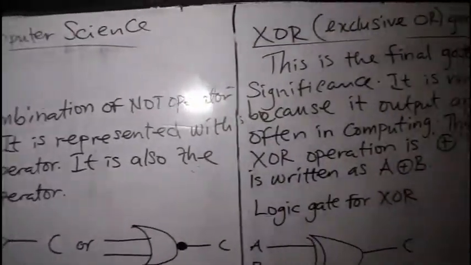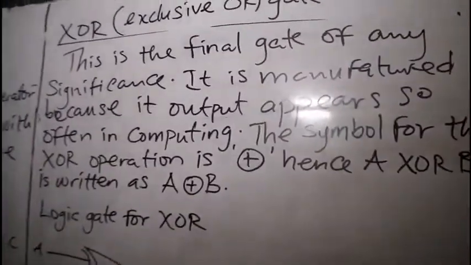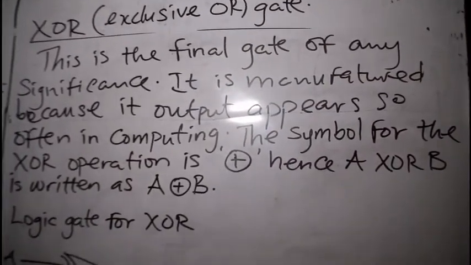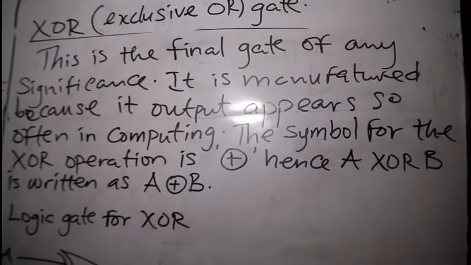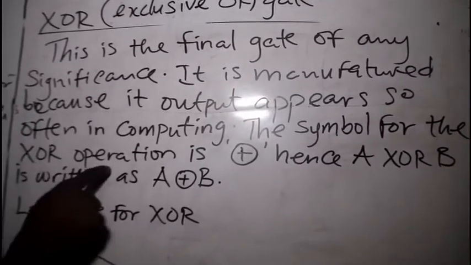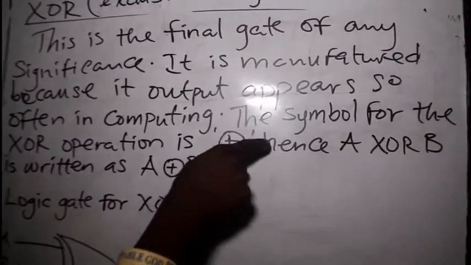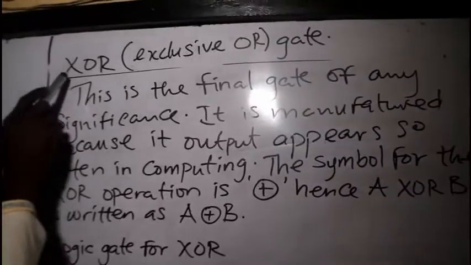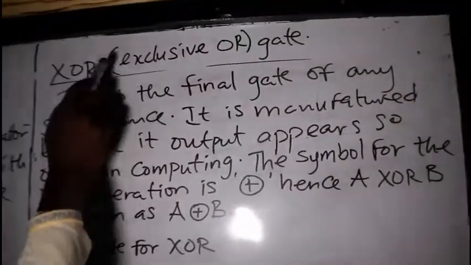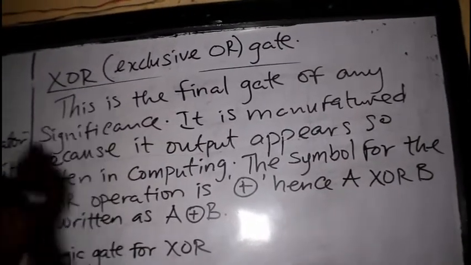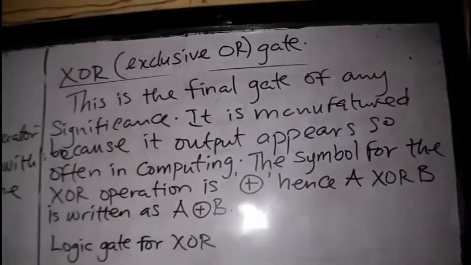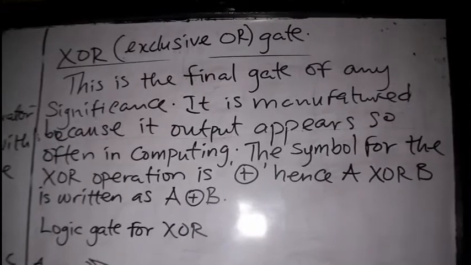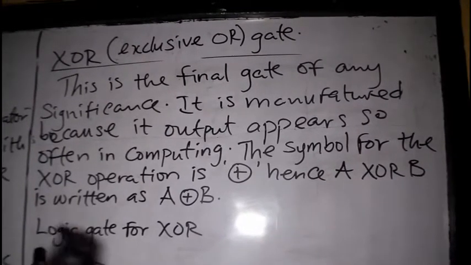After that, the next one we'll be looking at is the exclusive OR gate, and this is the final gate of any significance. It is manufactured because its output appears so often in computing. The symbol for the XOR operator is this plus symbol in a circle, and the XOR gate is also known as the exclusive OR.